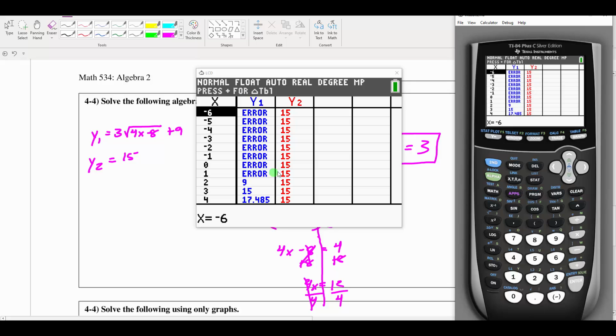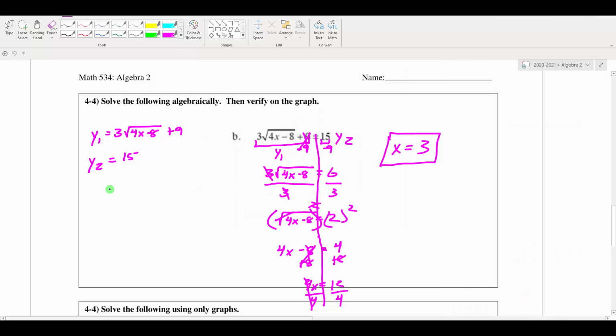So I'm going down here and I'm looking. So this is 3 and 15, that's not the same. 9 and 15, that's not the same. 15 and 15, that's the same. And look at the x value where that happens, right? So this is our x value. It happens at 3. So that's telling me that my solution is x equals 3. Okay. And notice we got the same thing graphically that we did algebraically.